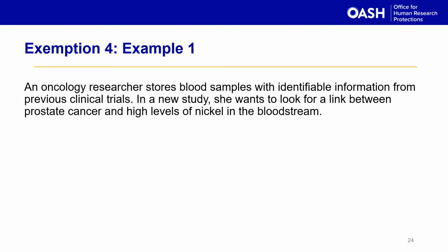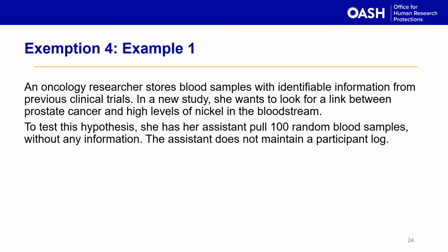A researcher stores blood with identifiers from old clinical trials. She thinks that there may be a link between prostate cancer and nickel. To test her hypothesis that there is a link between nickel in the bloodstream and prostate cancer, she requests 100 samples from an assistant who removes the identifiers. Let's apply the Exemption 4 criteria. Is this secondary research?